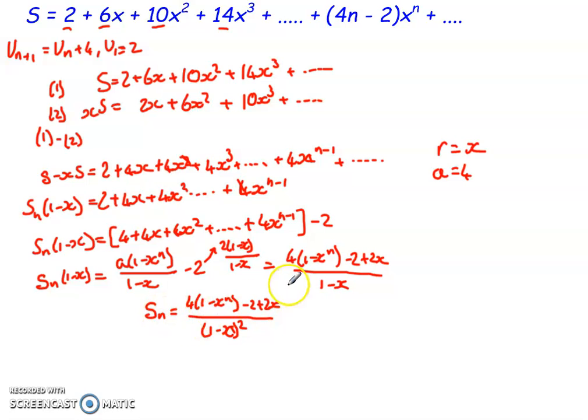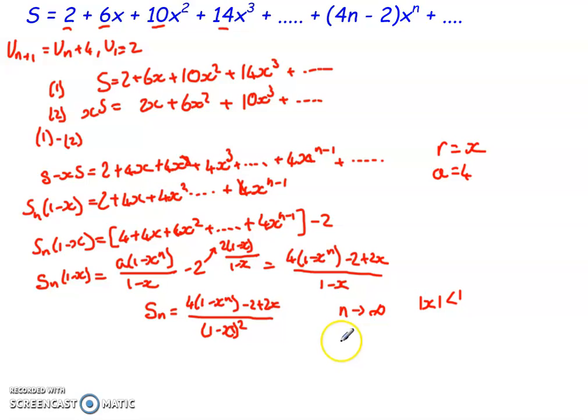Now again, what we want to think about is as n tending towards infinity. Well, as n tends towards infinity, what we want is the magnitude of my common ratio, which in this case is x, has to be less than 1. That's what we want for this one. So the magnitude of my common ratio x has to be less than 1 for this to exist.